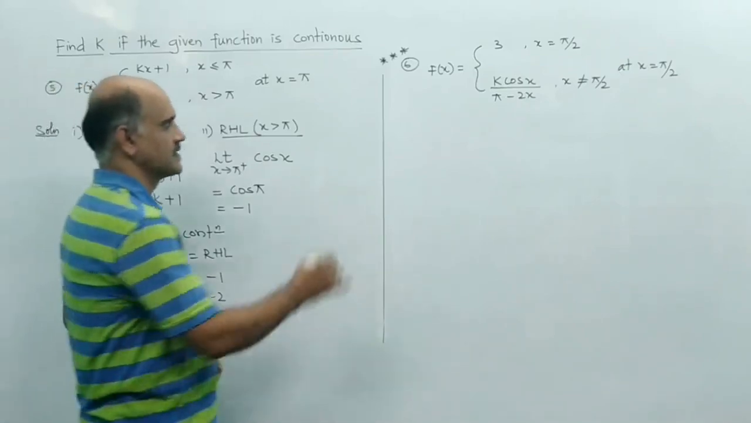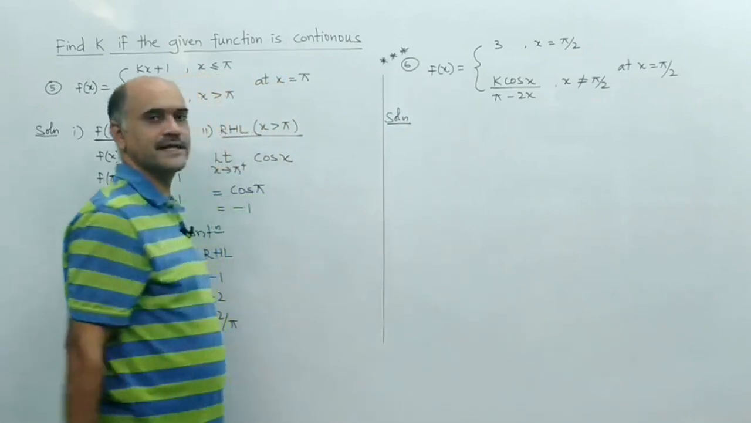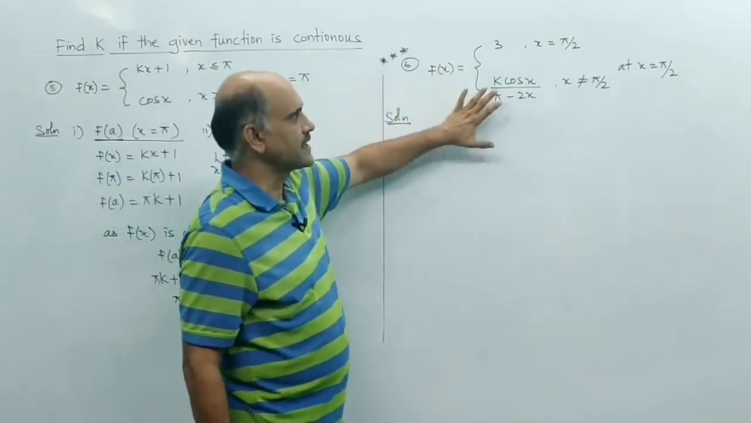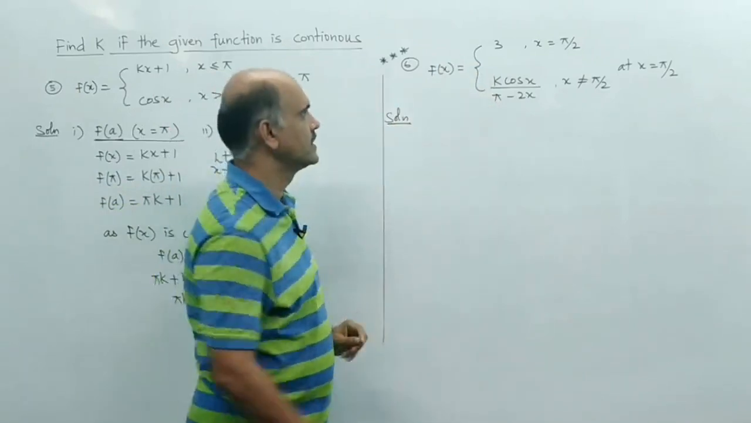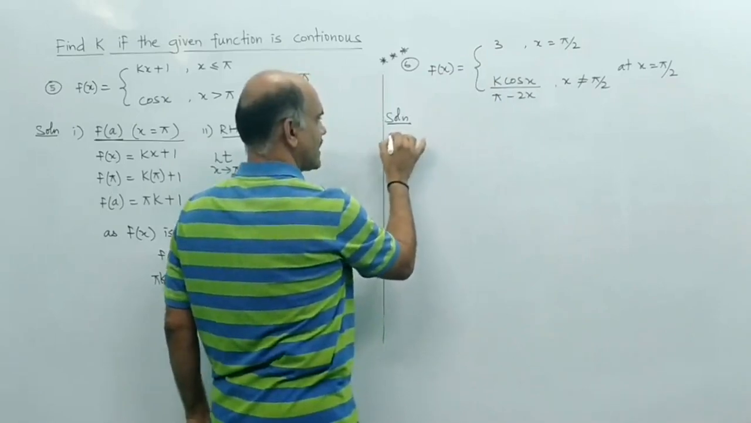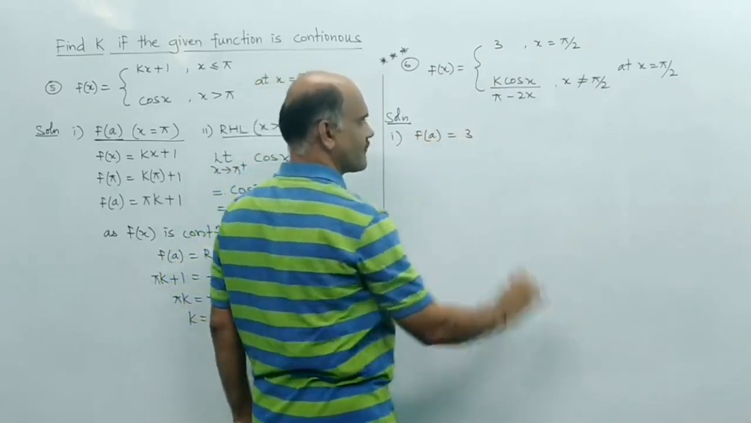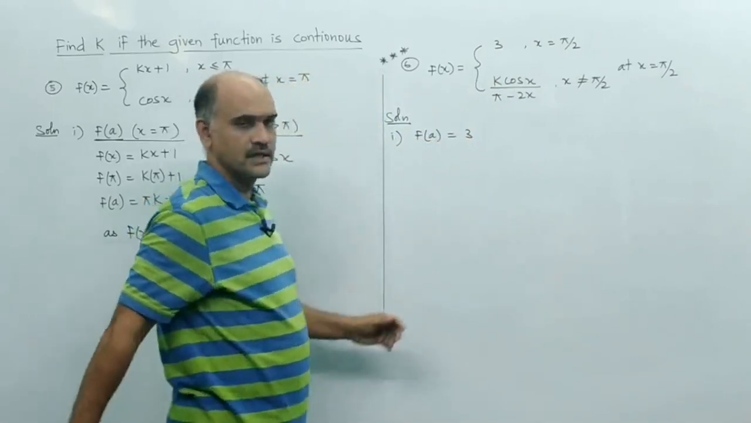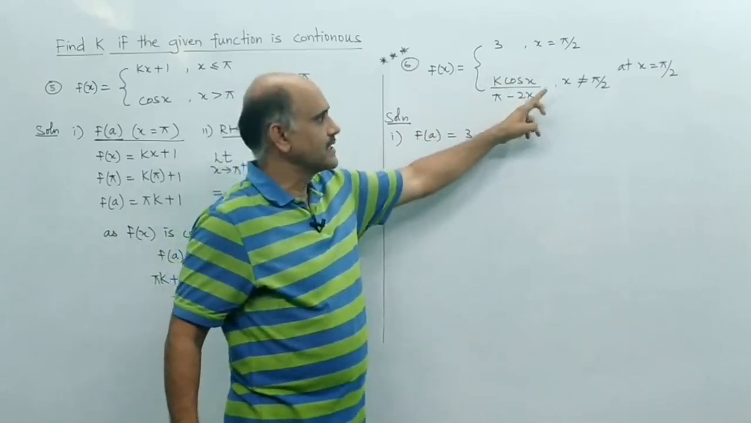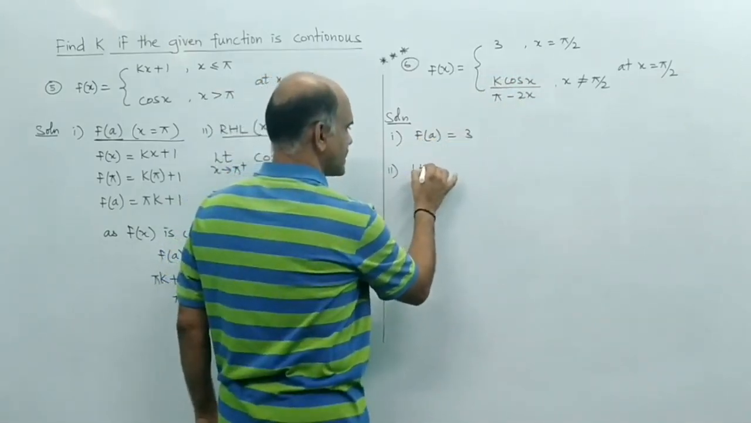Now the sixth one. This is important. Three times he has asked it in the annual exam. Some basics of first year you are required to know over here. First, when x is equal to pi by 2, f of a he has directly given. So f of a is equal to 3. Now to find LHL or RHL, you are required to take the limit as x tends to pi by 2.